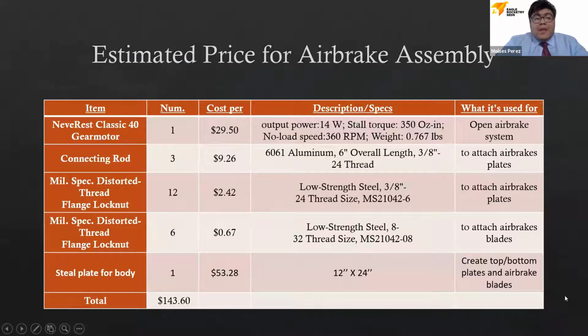Next, we have the estimated price for the air brakes assembly. We have the items, number of parts, cost per part, description, and what it will be used for. We have the Never Rest Classic 40 gear motor, connecting rod, McMaster-Carr distorted threaded flange lock nut, and another McMaster-Carr distorted threaded flange lock nut. They're different sizes, that's why we have it twice. Finally, the steel plate for the body, for a total of $143.60.